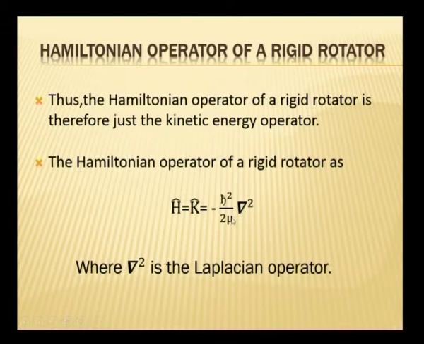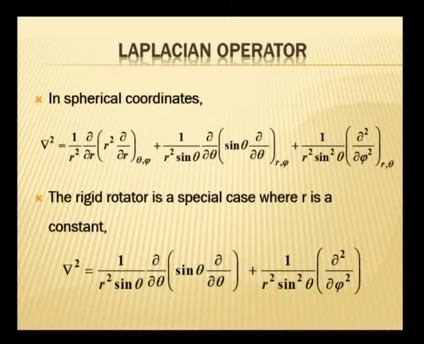Instead of m, you have mu, the reduced mass. Supposing you are talking about electrons, m is the mass of the electron. Now, you are talking about two coupled atoms, a rigid rotator, a diatomic molecule. Therefore, you have your mu here, del square is the Laplacian operator, and in spherical coordinates your del square, as all of you know, will be given in terms of r, theta and phi.